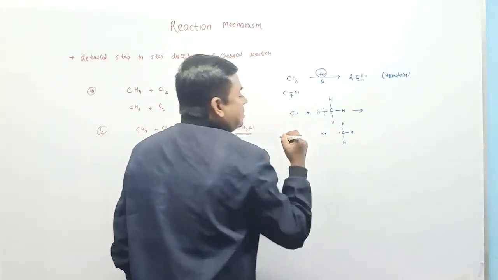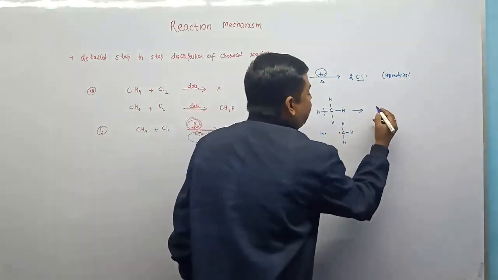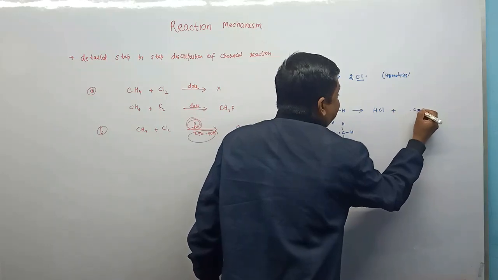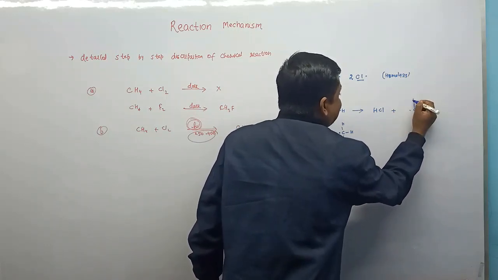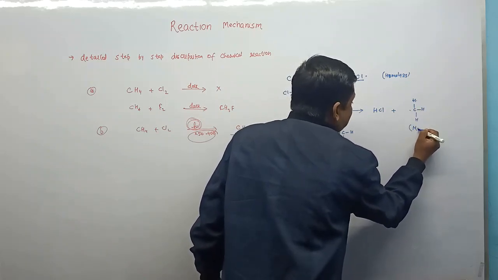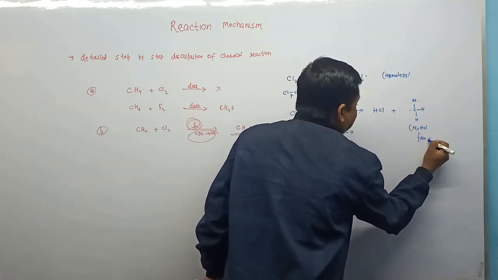So this Cl atom and this hydrogen atom combine to make HCl, and again we have a free radical, that is the methyl free radical, CH3. So this is the formation of the methyl free radical.